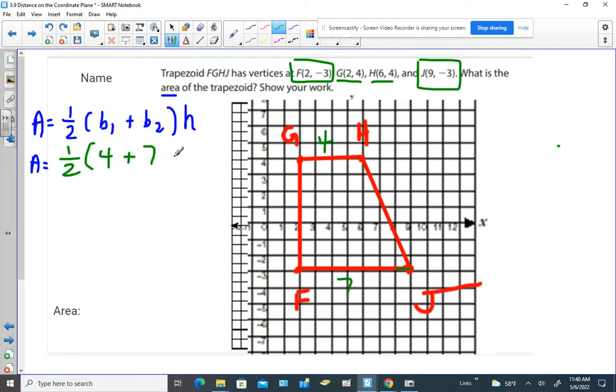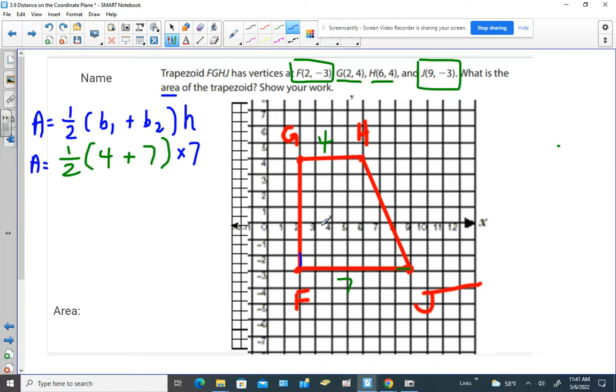Now, we do have to figure out the height. The height is perpendicular to the base. So that would be this line right here. This forms a right angle. Let's count how many units long that is. So that's 1, 2, 3, 4, 5, 6, 7.